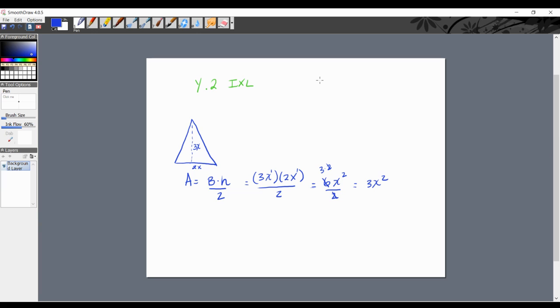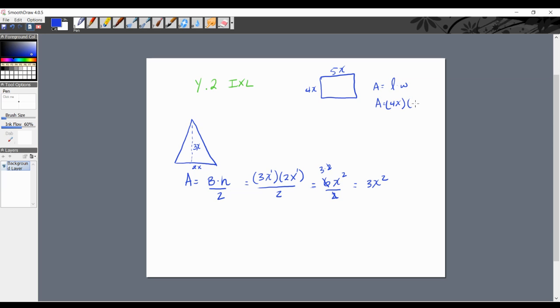Now, if that same situation happened in a rectangle, and I believe it does on that assignment, you might have something like this, 4x and 5x. Well, the area of a rectangle is length times width. So we're just going to multiply those two things together. We're going to multiply 4x and 5x.